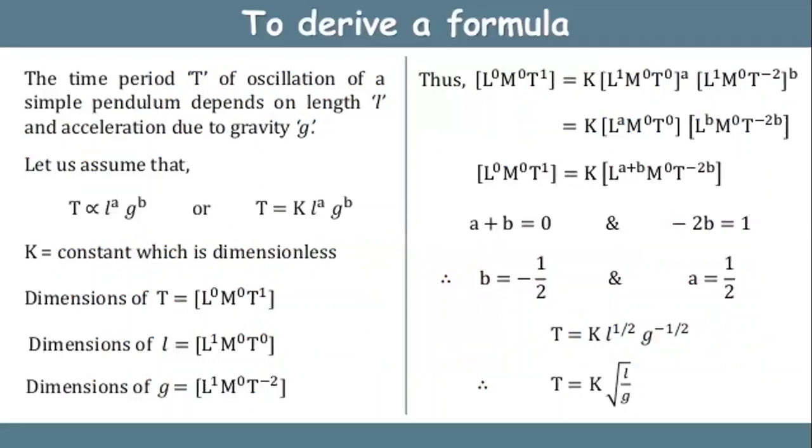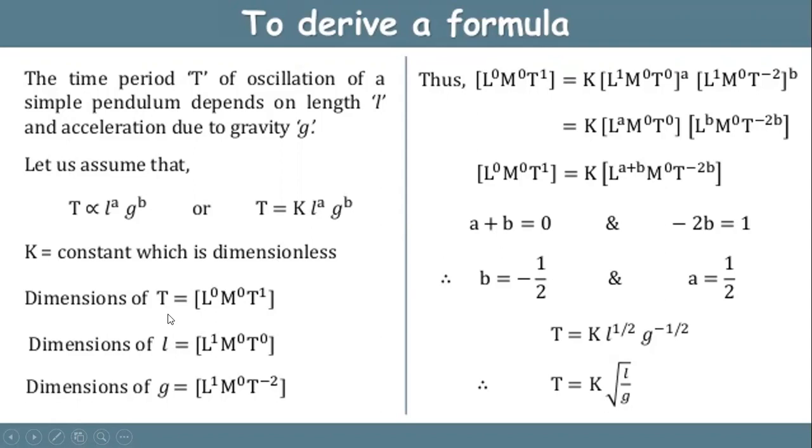Let us see one example. We are going to find out the time period of a simple pendulum. Okay. The time period of a simple pendulum is depending upon two physical quantities, that is acceleration and length. So I am going to write the time period is proportional to L raised to a and g raised to b. So T is equal to, the proportionality sign is replaced by equal to and a constant. So T is equal to K into L raised to a, g raised to b.